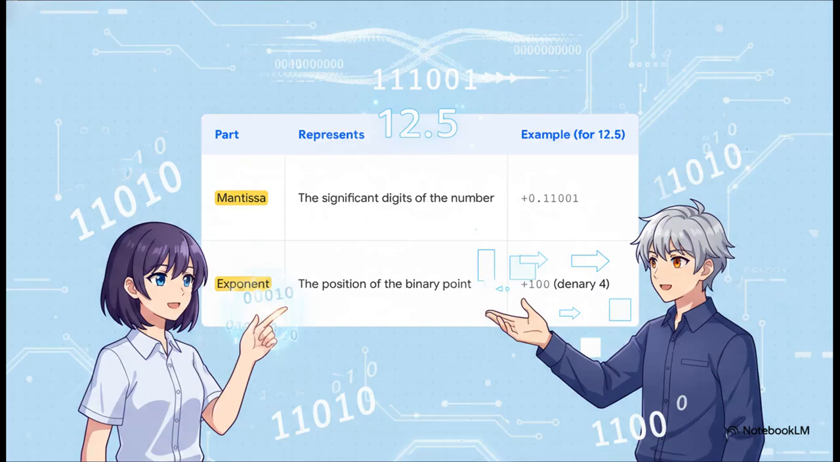And this slide breaks down their jobs perfectly. The mantissa holds the significant digits of the number itself, in this case 11010. The exponent is the instruction that tells the computer where to move the binary point. For the number 12.5, the exponent 100, which is 4 in our normal base 10 denary system, tells the computer to shift the point to get the correct value. By combining these two parts, computers can represent a massive range of numbers.